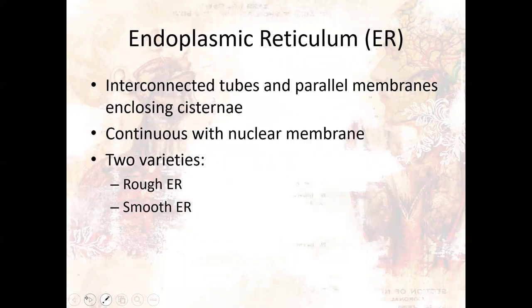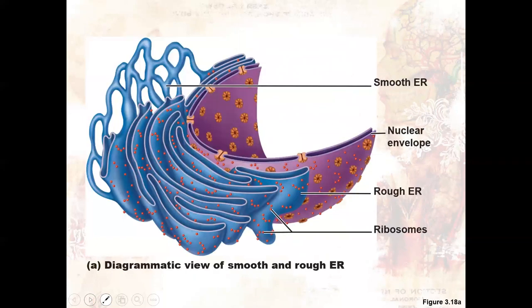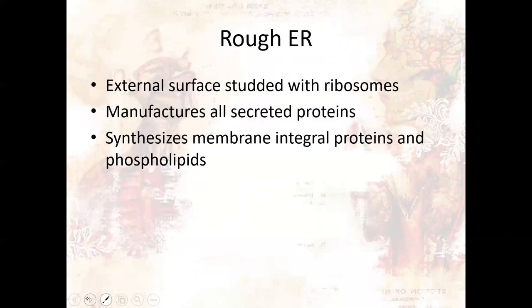The endoplasmic reticulum comes in two forms, the rough and the smooth form. And you can see the rough form here, all those little red dots on it, the smooth form over here without that. Think of the rough endoplasmic reticulum as like a sweatshop where they make your shoes.